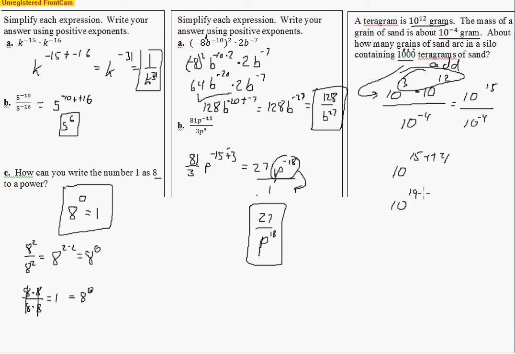So 10 to the 19th grains of sand in the silo. That's what we end up saying there. So those are the types of problems that you're going to see on tonight's assignment. Good luck.